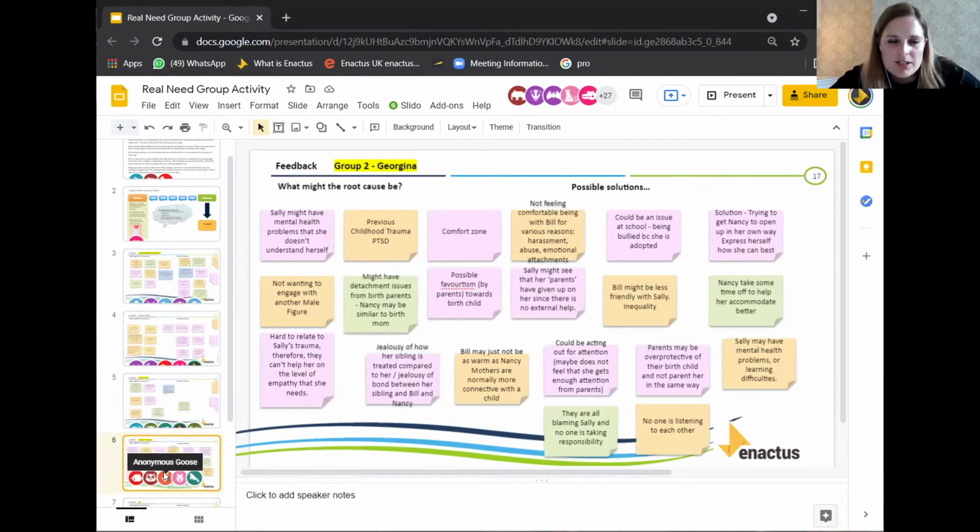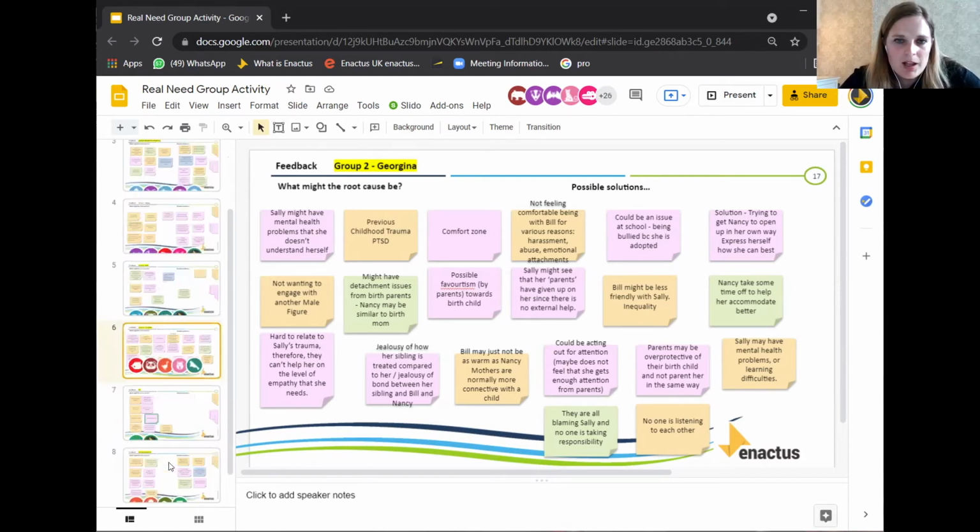So we've got understanding Sally's past, so whether she's got childhood trauma, whether or not that's making it difficult for her to engage with Bill. We've got this idea of favoritism towards the birth child, and we had this discussion in my group, and we thought that was a real need, but a tricky one to find a solution for. And that it's hard for the parents to relate to Sally's trauma, so they can't give her that emotional support she needs.